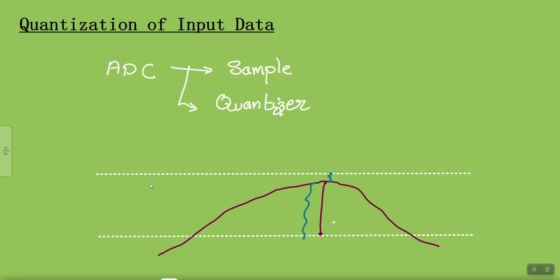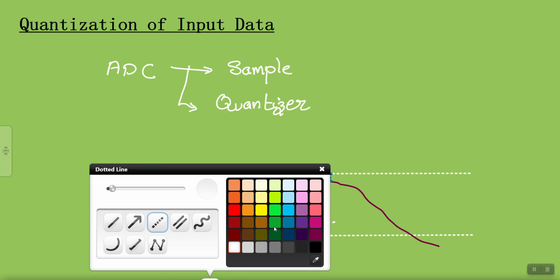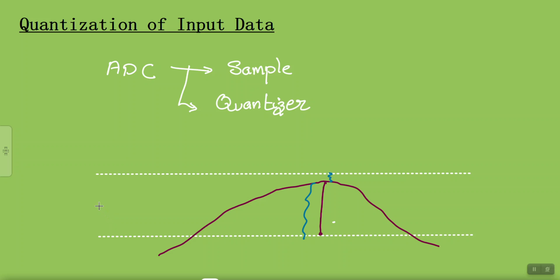So if we consider a point at the center of this, the maximum quantization error on the positive side is q by 2, or on the negative side it is minus q by 2, if q is the step size of the quantization ladder.